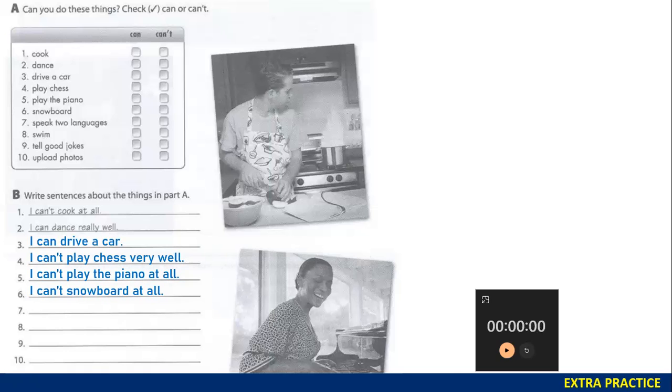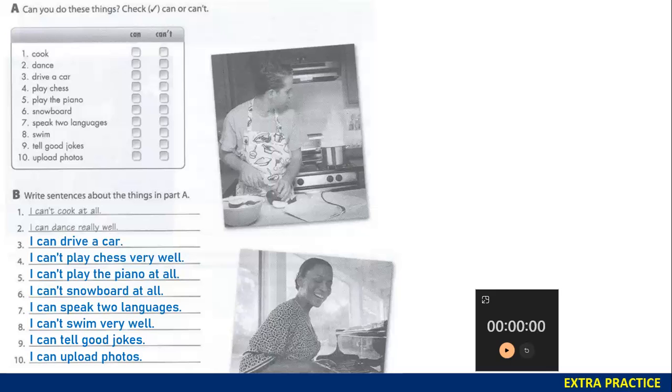What about 2 languages? Speak 2 languages. I can. I can speak 2 languages, right? Swim. I can swim. Well, in my case, I can't swim very well, but probably the person can swim. What about tell good jokes? I can tell good jokes, right? And the last one, upload photos. I can upload photos. Very good.